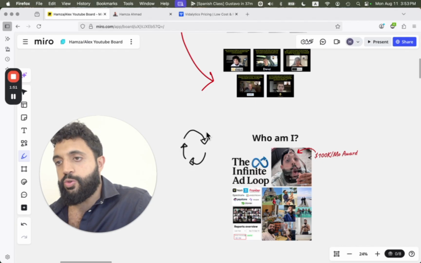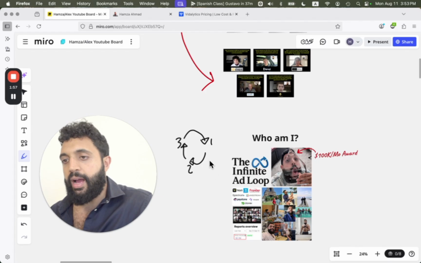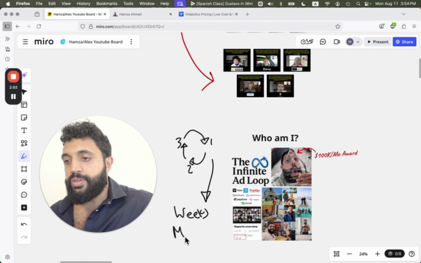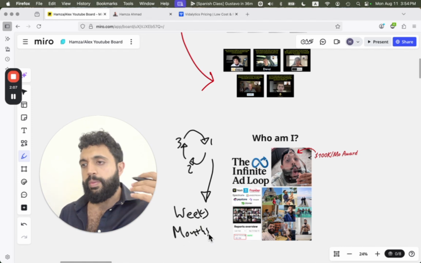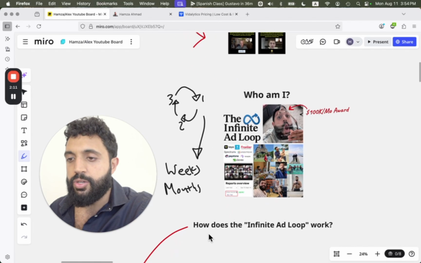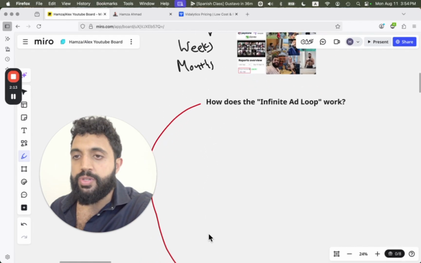And this really comes down to a few components that I'm going to break down. There's really 3 components to this, which will allow you to then run ads for weeks, if not months, without having to change them. And that's the dream of every agency owner, right? We want to be able to run ads without them fatiguing, without them going out of KPIs. So how does the infinite ad loop system work?